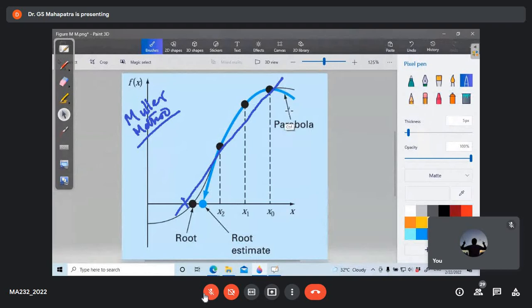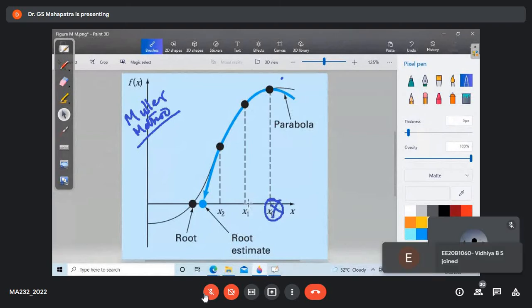Now you have 3 points, so you have to construct a parabola. This is the parabola, the blue line. With x0, x1, x2 as the initial approximation, this is the new estimated root. So now this one should not be considered in the next iteration; x1, x2 and this, say x3, will be used.